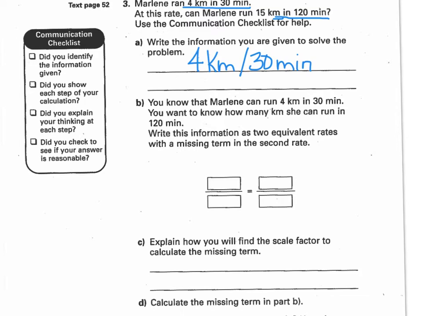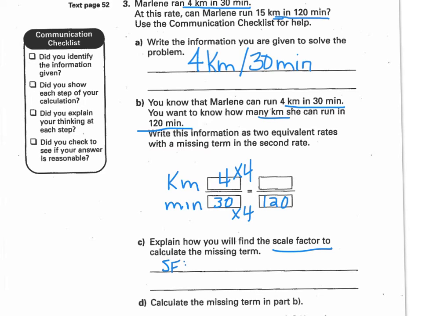I know that Marlene can run 4 kilometers in 30 minutes. So I'm going to write the ratio. I'm going to have kilometers up here, and I'm going to have minutes down here. And I'm going to fill in the blanks. 4 and 30. I want to know what she can run in 120 minutes. So I'll put my minutes down here to keep it equivalent. What goes up here? The scale factor: 30 times 4 will give me 120. So I need to multiply by 4. My scale factor is 4. 4 times 4 is 16.